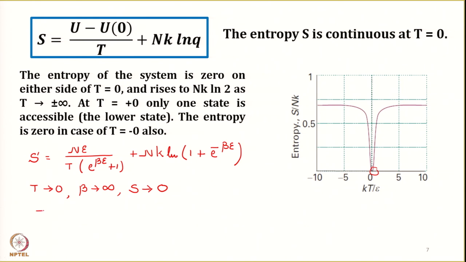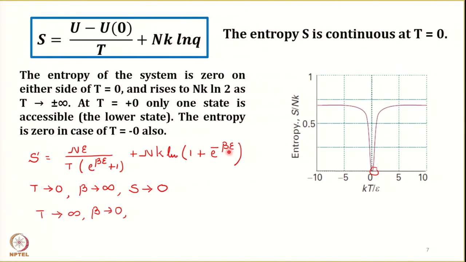And when T approaches infinity, then beta approaches 0, then what do we have? When beta approaches 0, T approaches infinity, then we have T here in the denominator, so this term disappears.